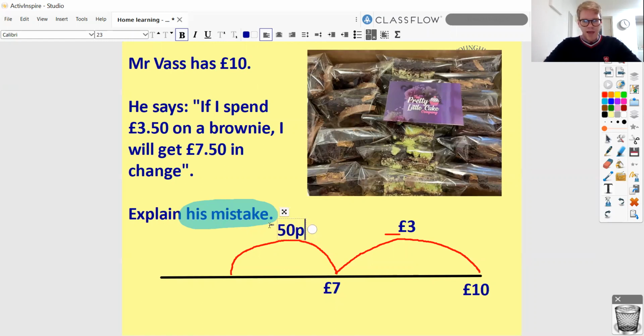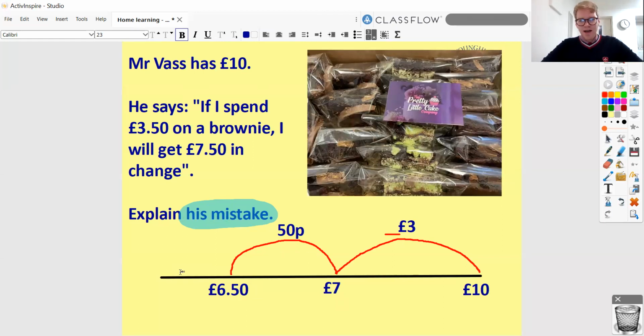Now, what's £7 take away 50p? Is it going to be more than £7, less than £7? Obviously less, so we're going to end up with £6.50. And that's how much change I should be receiving back.